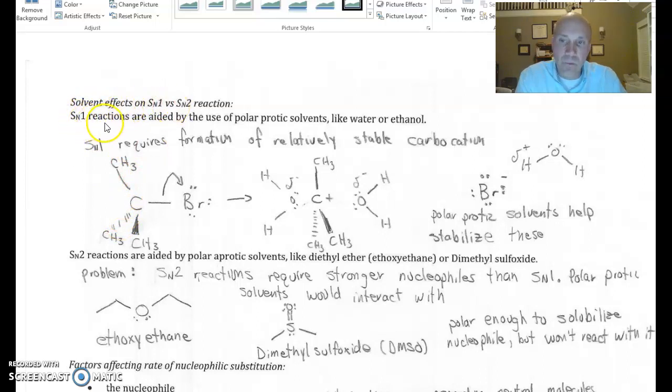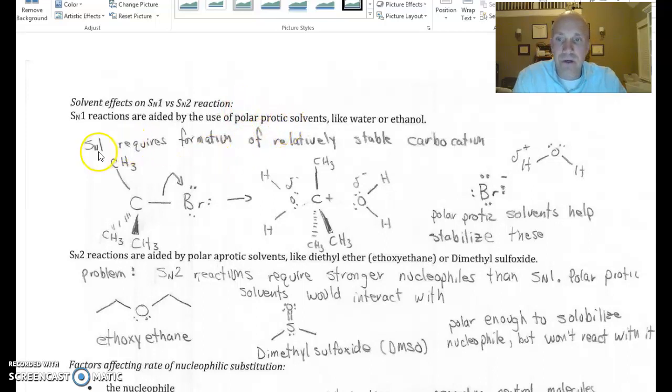SN1 reactions are helped out whenever you use a polar protic solvent like either water or ethanol. What makes something a protic solvent is that essentially it's got an OH or an NH bond. Remember, a lot of times hydrogens that can be pulled away are referred to as protons, so that's why that is considered a protic solvent. Another way of saying this is that if you're a strong enough base, it's a material that you could pull a proton from.